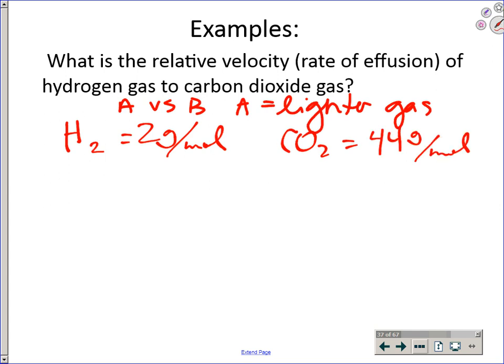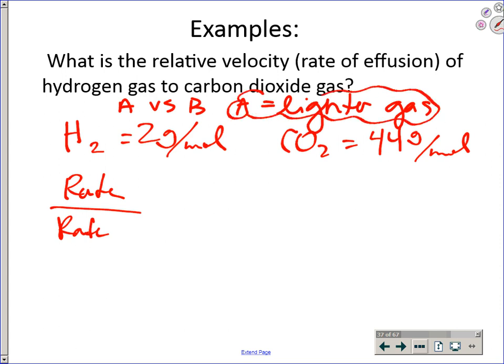So we definitely have a situation where one's very light, so it's very fast. One's pretty heavy, so it's pretty slow. So the relative rate of comparison will be rate of who over who. Who's going to be on top? Hydrogen. So I told you the best bet to make sense of what we're talking about is put the lighter one on top. So that's going to be hydrogen gas. CO2 will go on bottom.